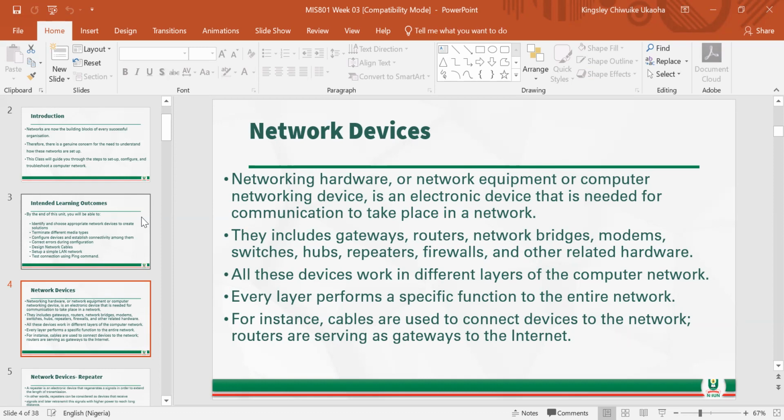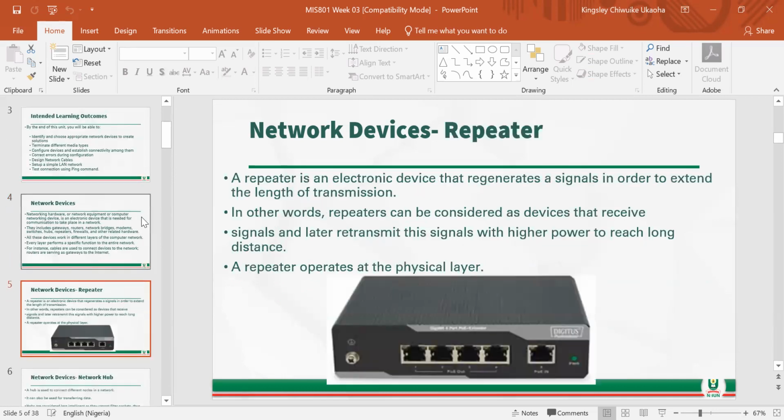All these devices work in different layers of the computer network. For instance, cables are used to connect devices to the network. Routers are serving as gateways to the internet. Let's look at the repeater. This one is an electronic device that regenerates a signal in order to extend the length of transmission. For instance, you are broadcasting from a particular base and you want it to cover maybe a school environment. You need to mount repeaters in different places.